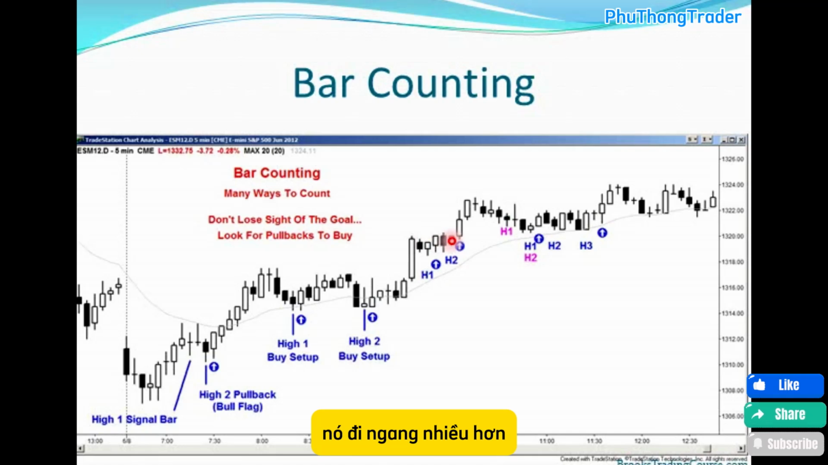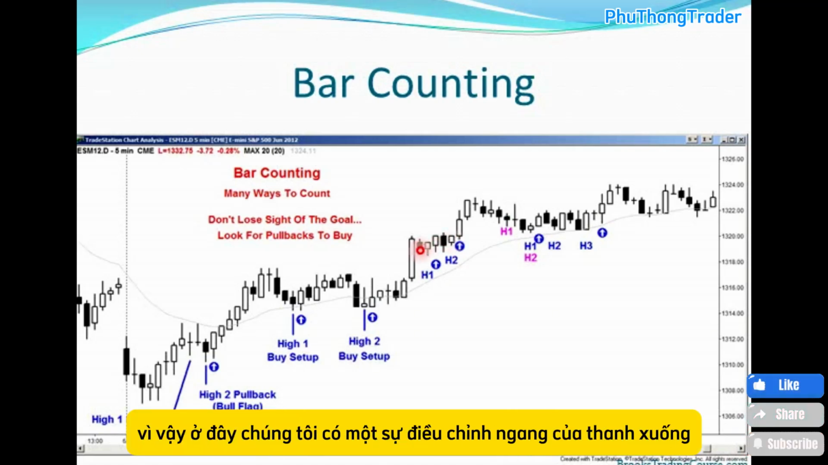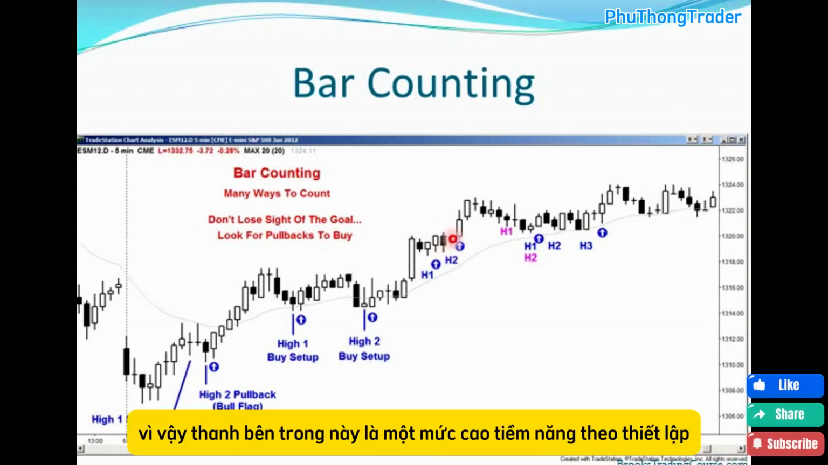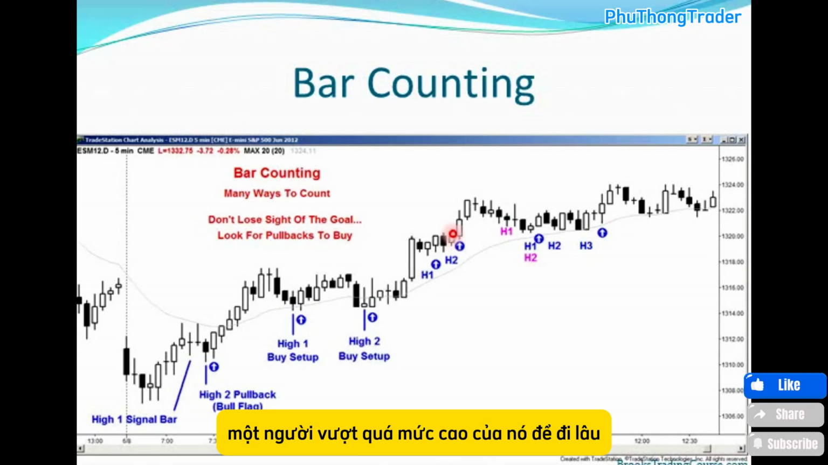It went sideways more. So here we have a sideways correction, a down bar, a couple bars up, another down bar. So that's 2 legs sideways to down. So this inside bar is a potential high 2 buy setup, and traders will place a buy stop 1 tick above its high to go long.